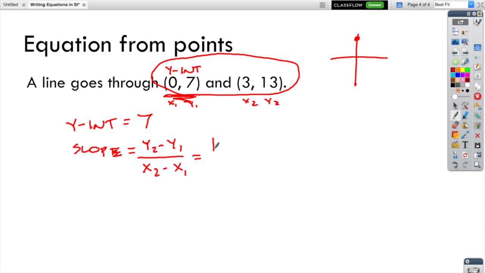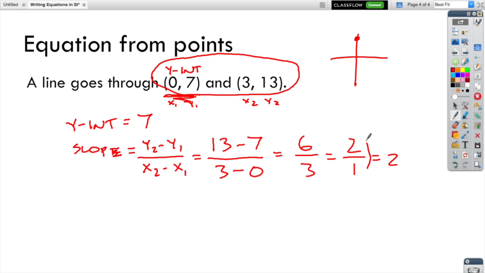So y2, which is 13, minus y1, which is 7, which gives us a rise of 6. Then x2 minus x1, which is 3, we have a run of 3. And since we write slope in fraction form, let's reduce it. So 6 over 3 reduced down to 2 over 1, or just 2. Okay, so this graph, if we were to do it, would have a rise of 2 and a run of 1. Okay, but again, we're not looking for the graph, we're looking for the equation.